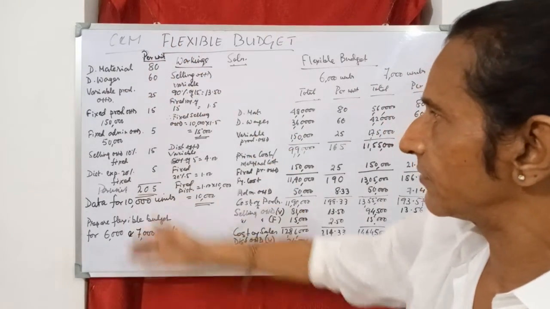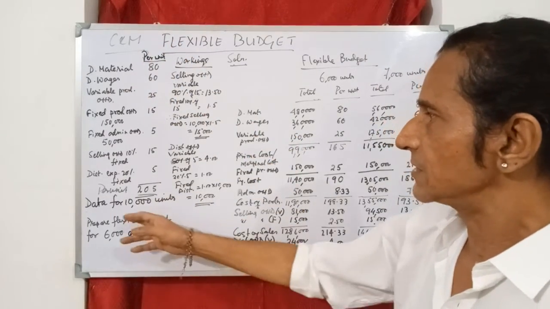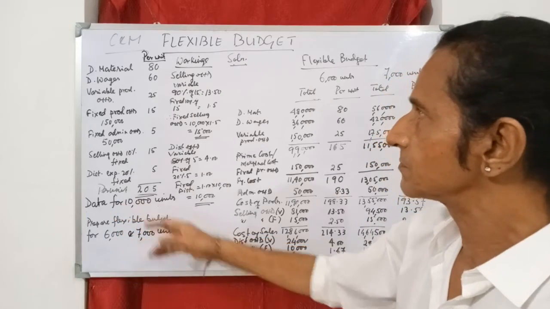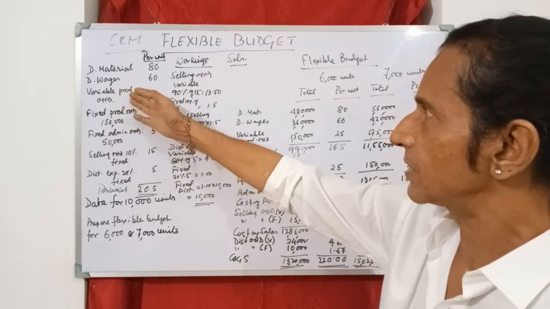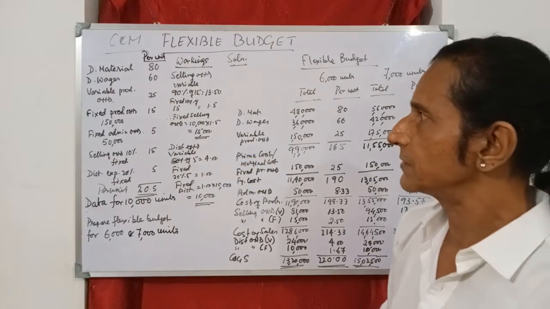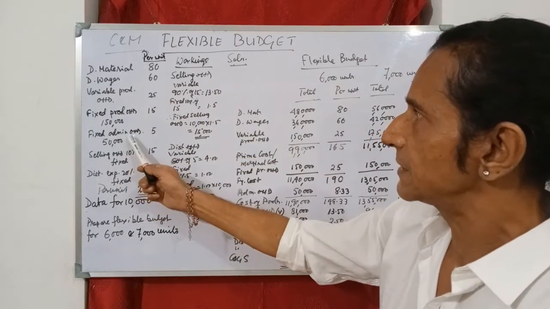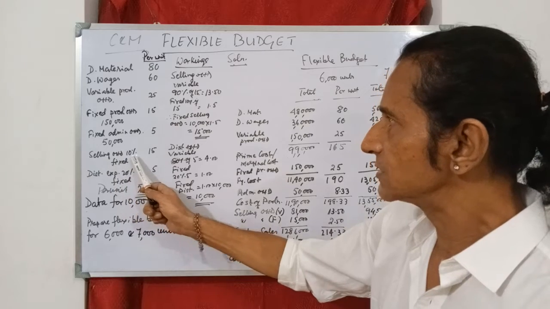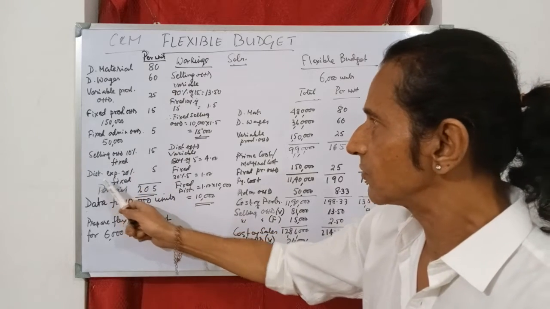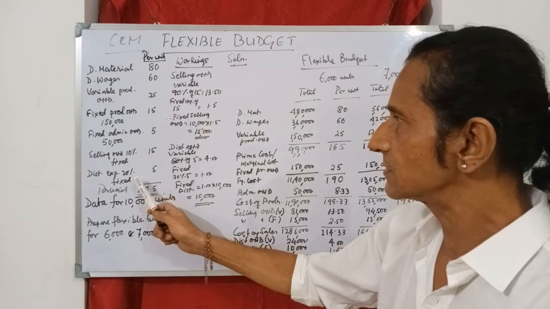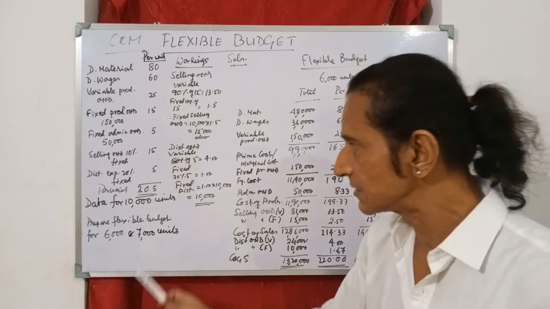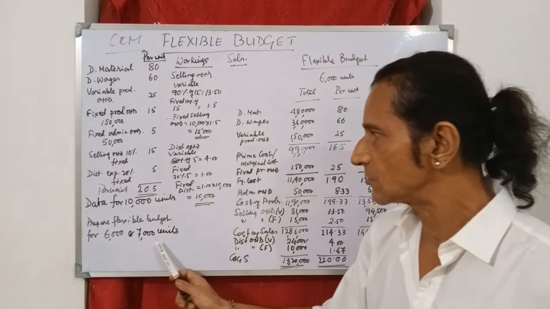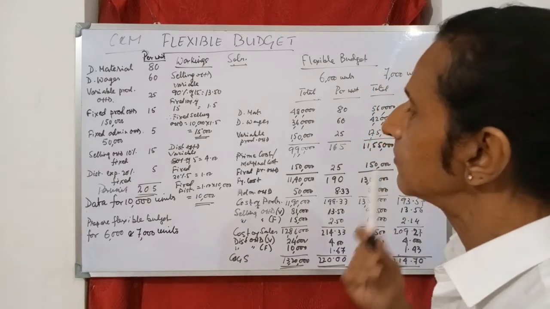Here this data are given, which are based on the 10,000 units of output: direct material, direct wages, variable production overhead, fixed production overhead, fixed administrative overhead, selling overhead, which is 10% fixed, distribution overhead, which is 20% fixed. All are given for 10,000 units. We have to prepare a budget for 6,000 and 7,000 units. That is, we have to prepare a flexible budget.